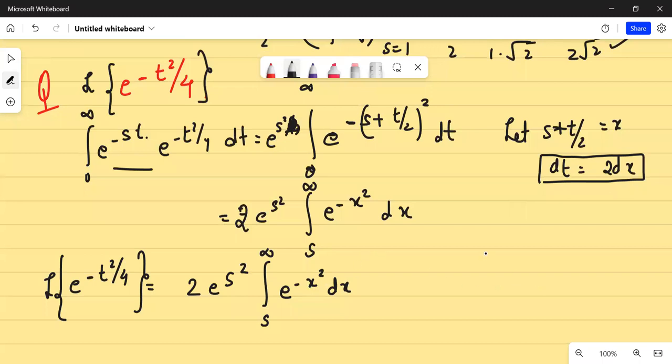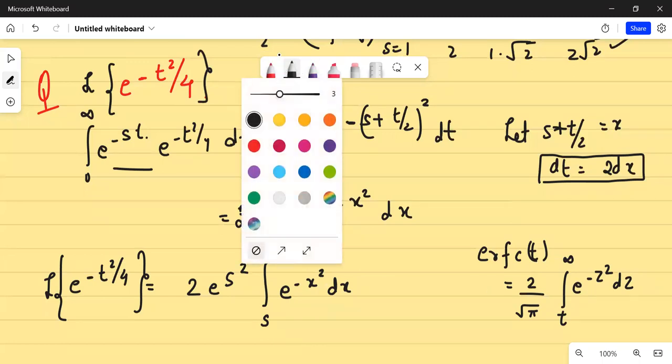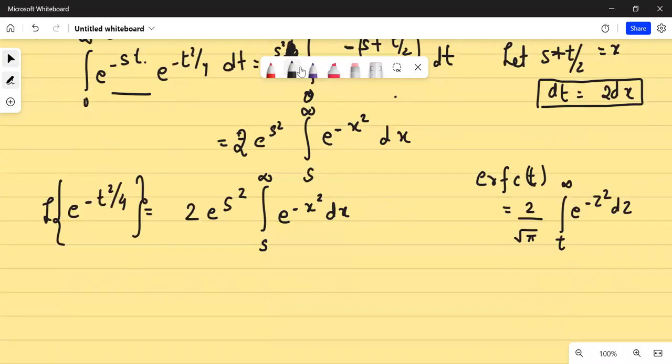And if you remember, one thing I told you, the complementary error function, erfc(t), is equal to 2 upon root pi, integration from t to infinity of e to the power of minus z square dz. If you remember this, then you can write this entire thing in terms of the error function as well. So I'll simply multiply and divide by 2 upon root pi. I'll multiply this entire thing by root over pi here.